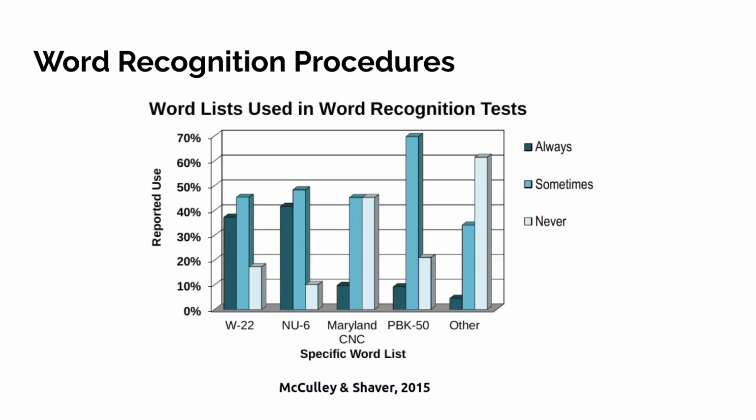I'll skip this. This is just a survey on word recognition tests that were used. W-22s and NU-6s are both commonly used fairly equally as of 2015 most of the time. NU-6 had a slight edge.